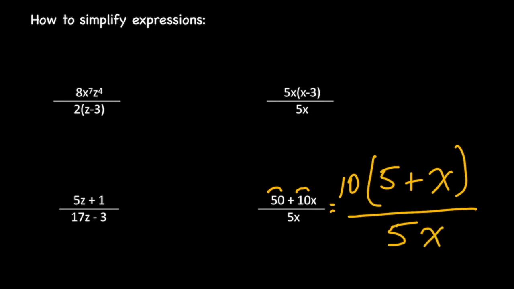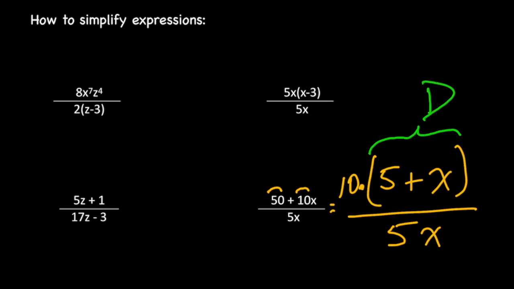Before we do any canceling, we check our math. We redistribute. 10 times 5 is indeed 50. 10 times x is indeed positive 10x. So we did things correctly. Now we can look at the cancellation process. We look at these as factors. We look at this as a unit. We can call it capital D if we want.